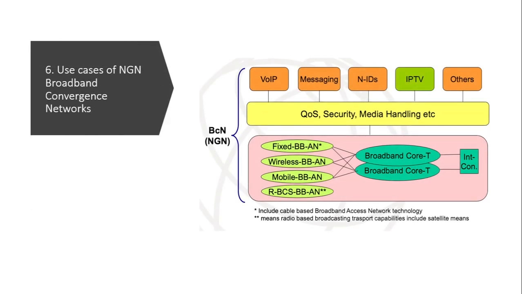And next are the use cases of NGN broadband convergent networks. We can see that the use cases can vary, from VoIP, messaging, IPTV, and others. There are so many different services that can be used in the NGN broadband convergence network.